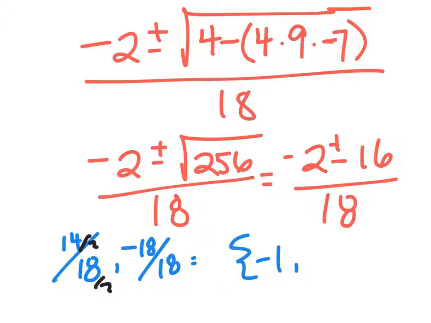So I'm going to get 7/9. So my solution is -1 and 7/9. If you remember our domain, it was +1 and 0. So neither one of these is a +1 or a 0, meaning both of them are possible solutions.